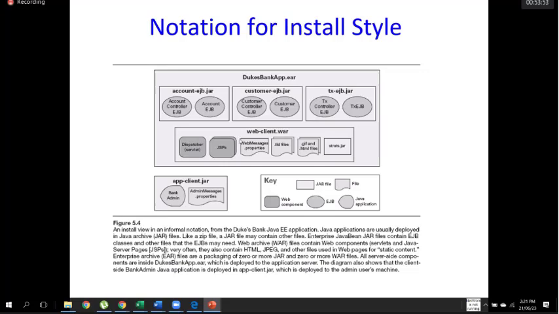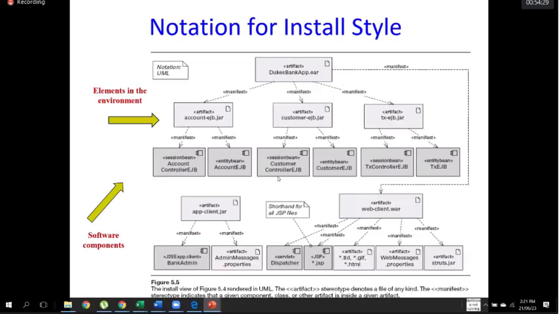The symbols are actually based on the Java environment, right? If you use this notation, these symbols, this diagram explains some of the ideas that we can use.